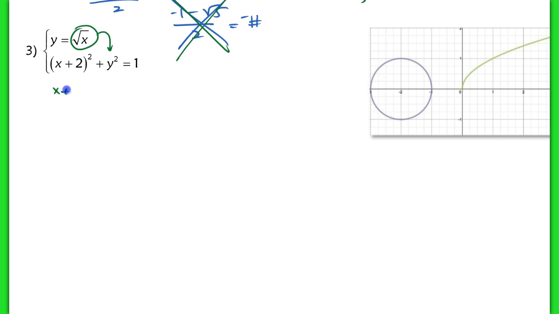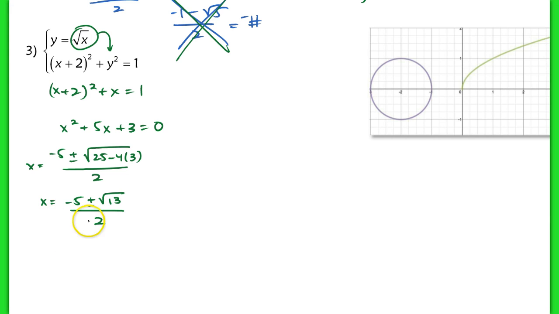So I have (root x plus 2) squared plus x equals 1. And now I have it in terms of one variable, so I have x squared plus, after I FOIL this out and combine like terms, 5x plus 3 equal to 0. So I'm going to use the quadratic formula now. After using the quadratic formula, I end up with x equaling two unique solutions here, -5 plus or minus root 13 over 2.